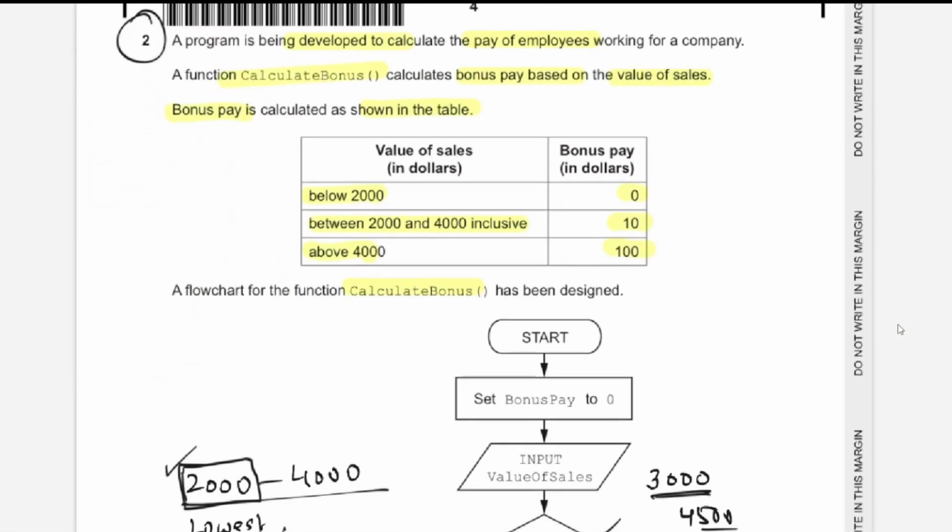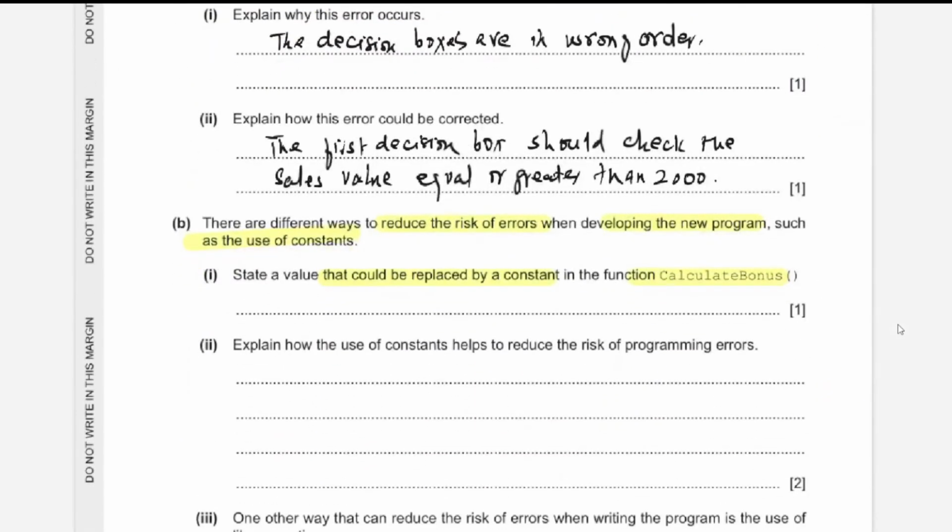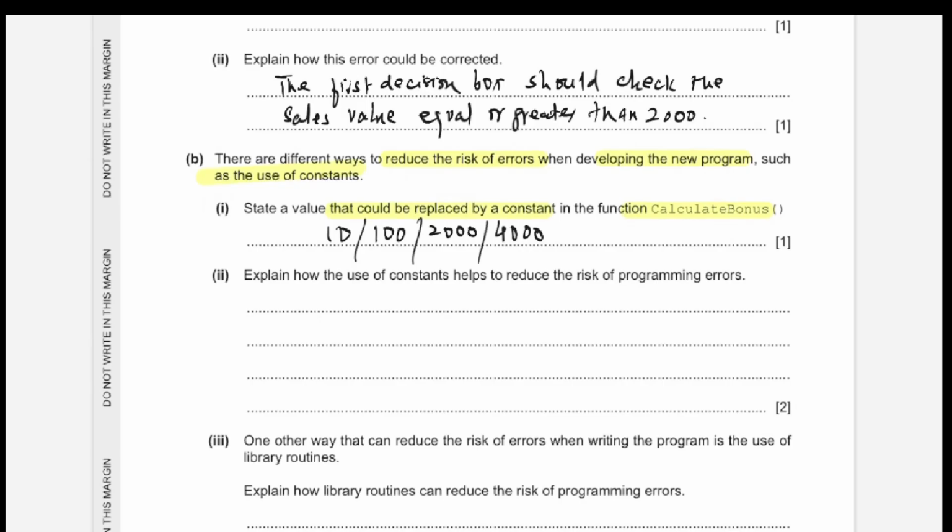So constant values can be any values like 10, 100, 2000, 4000. Wherever you see a fixed number, it can be replaced. So 10 can be replaced, 2000 can be replaced. So all these values can be replaced. Now the second part: explain how the use of constants helps to reduce the risk of programming errors.